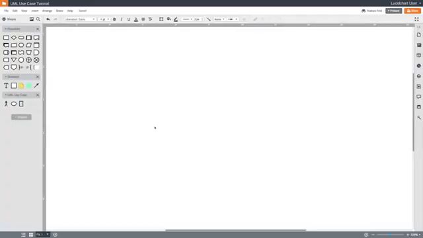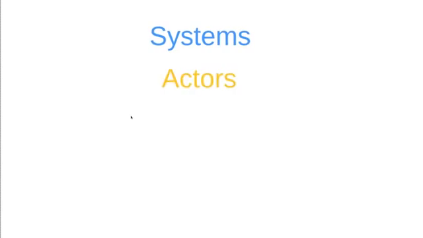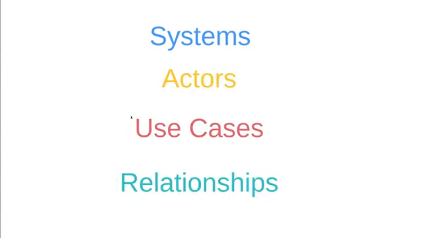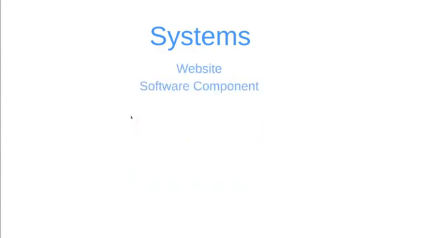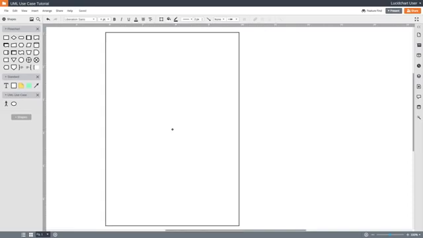Okay, so we're going to break down use case diagrams into 4 different elements: systems, actors, use cases, and relationships. Let's start with systems. A system is whatever you're developing. It could be a website, a software component, a business process, an app, or any number of other things. You represent a system with a rectangle, and you put the name of the system at the top.